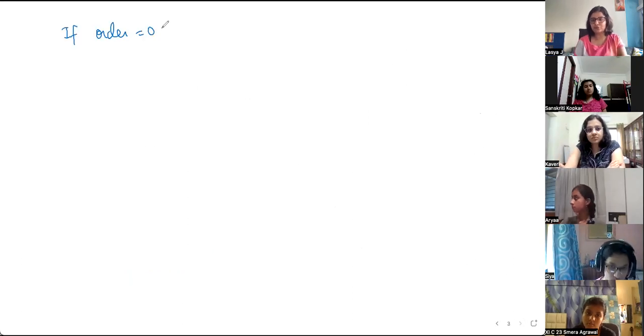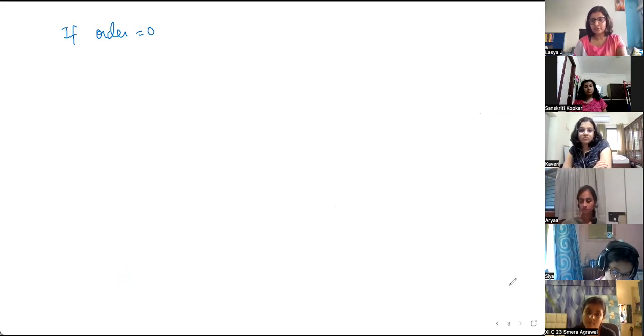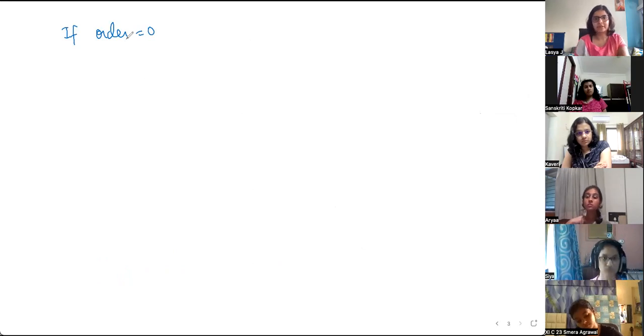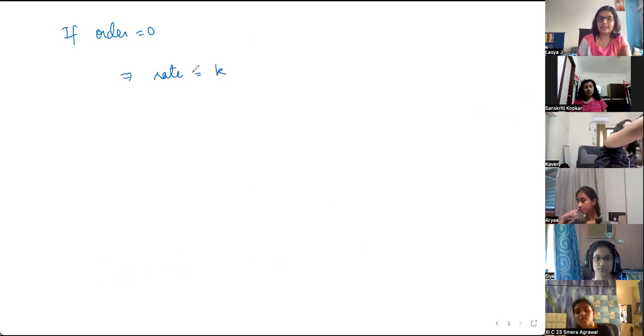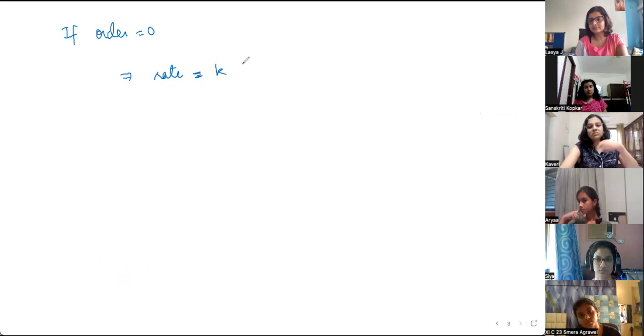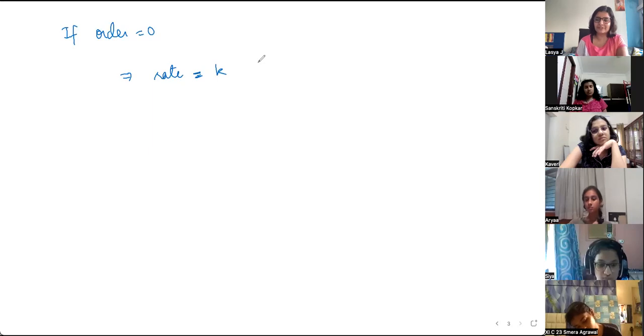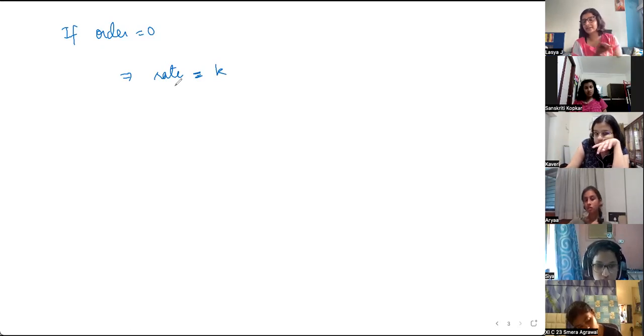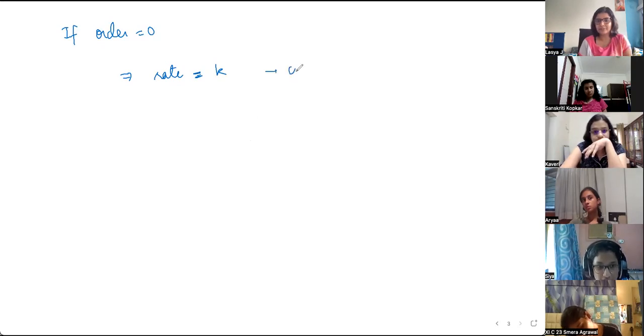So if order is zero, so the exponent is completely zero, right? Like x, y are completely zero. This means that rate will be equal to k. So anything raised to the power zero is 1. A power 0 is 1. That means constant, like it has become independent of the concentration. The rate is a constant. So however much reactant you take, the speed, like how much time the product takes to form, is going to be constant. So R equal to K, meaning the rate became constant.